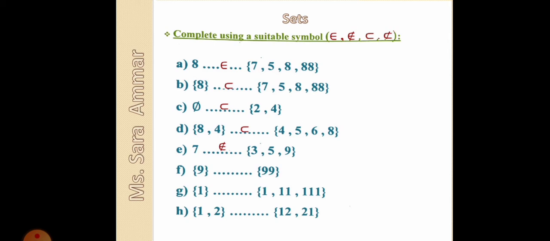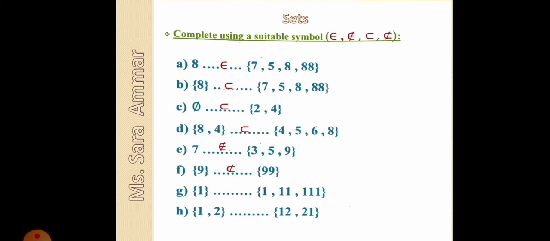Now be careful with question F because it's tricky for some students. Here the first set is set of the element 9. So I'm looking for the number 9. Okay, first, this is a set of 9, so we're going to choose between subset or not a subset. And we are looking for the number 9. Does the opposite set have the number 9? Not really. This is the number 99, not the number 9. So the number 9 doesn't exist in the opposite set, so it's not a subset.